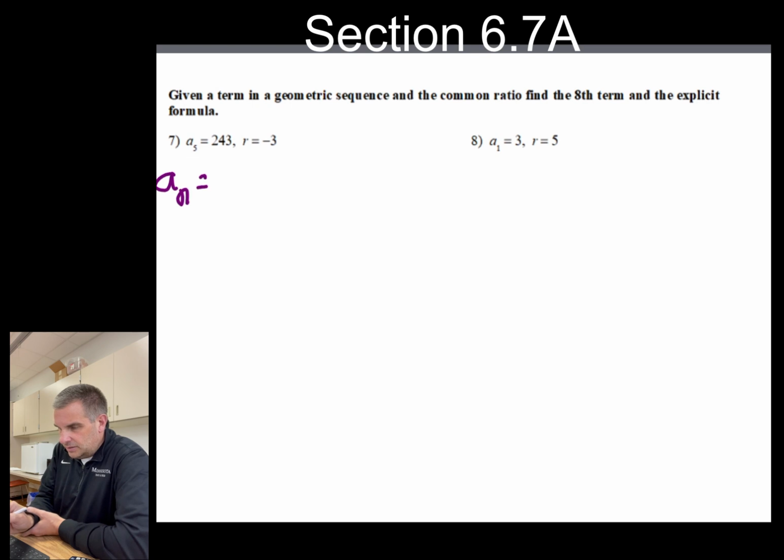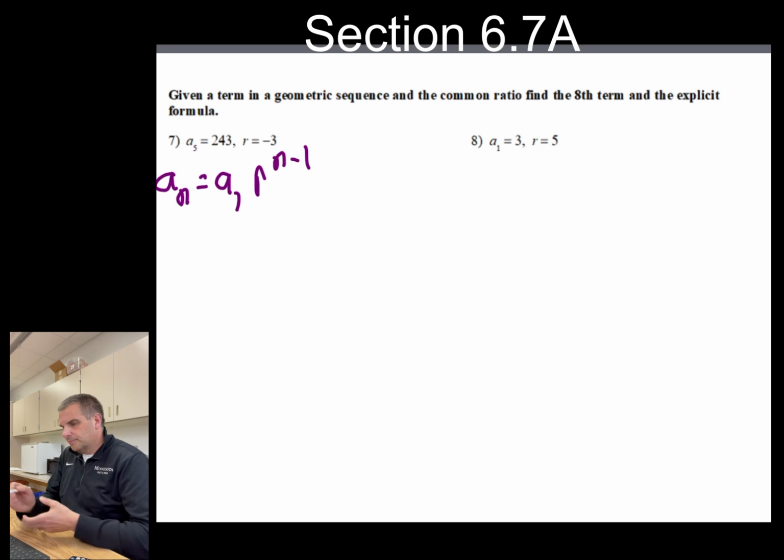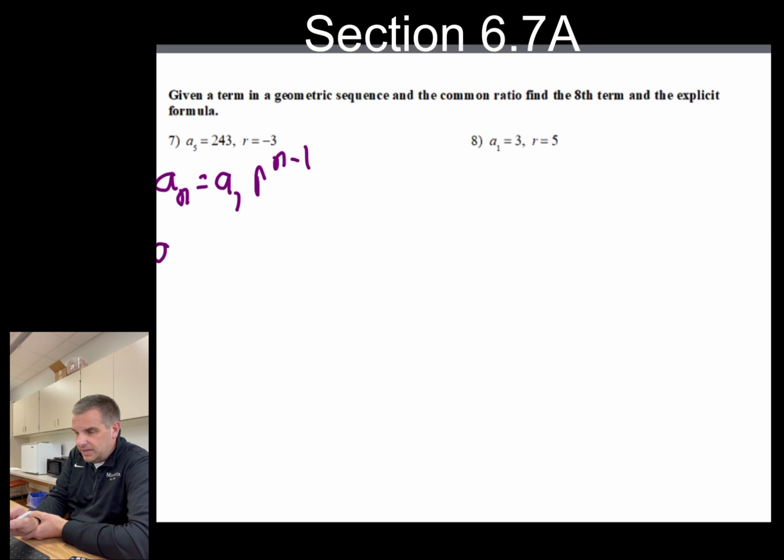So again, we're going to use our formula. A of n is equal to a of 1 times r to the n minus 1. We know the ratio and we know a term. We have to find the 8th term, so we're going to find a of 8. Now remember, that doesn't necessarily have to be the first term. It can be any term in the sequence. We know the number 243. We've got a ratio of -3. N minus 1, 8. But remember, 243 is our 5th term.